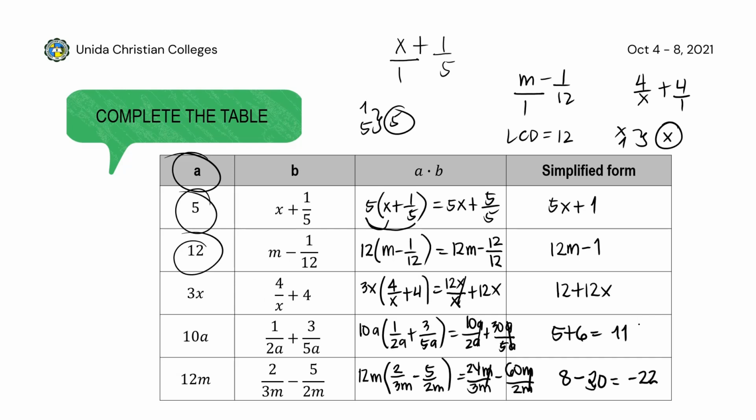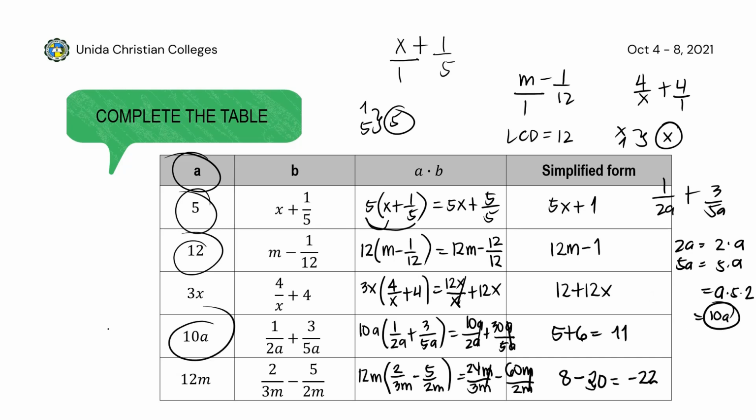Proceed tayo sa ating fourth row, no? We have 1 over 2a tapos 3 over 5a. So, sabi dito, 2a is what? 2 times a. Ang 5a is what? 5 times a. So, ano yung common nila? A lang po, and then multiply it by 5, and then kay 2. Yung the rest of the multiples. So, therefore, this will be 10a. So, ang ating LCD is 10a, which is present naman po sa ating column A.